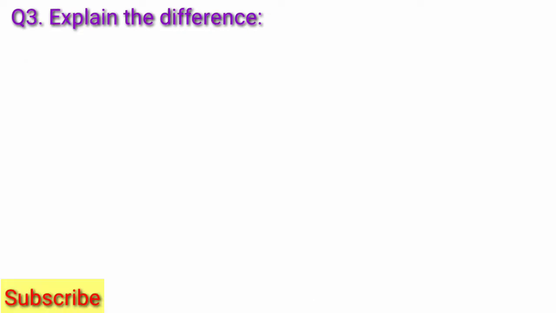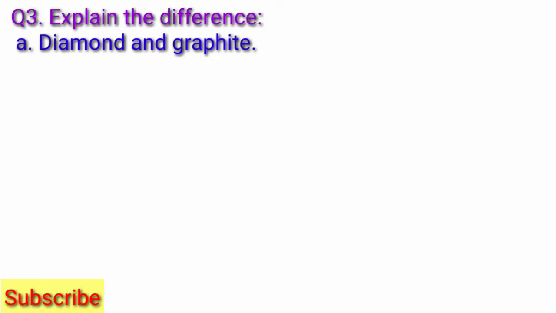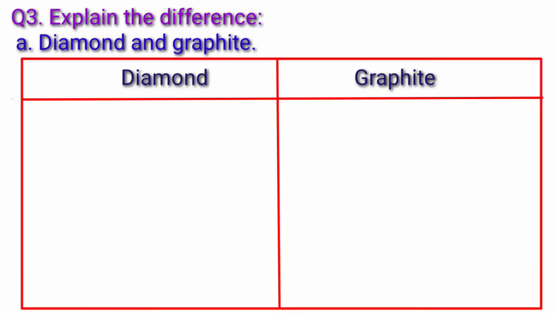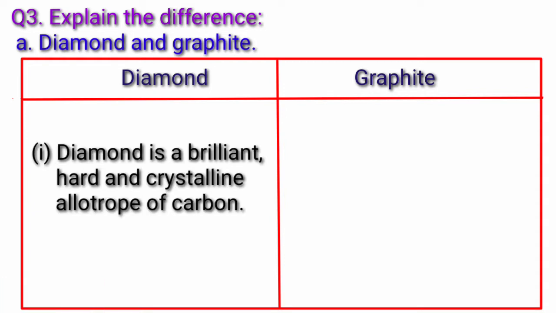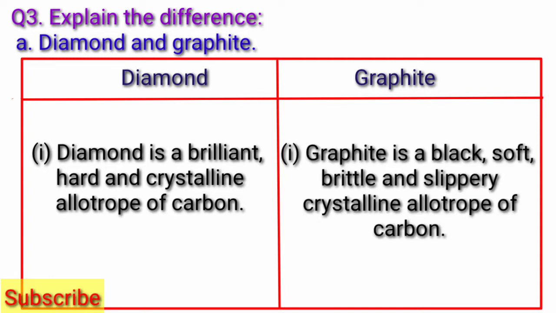Question 3. Explain the difference. Diamond and graphite. Answer. The differences between diamond and graphite are: 1. Diamond is a brilliant, hard, and crystalline allotrope of carbon. Graphite is a black, soft, brittle, and slippery crystalline allotrope of carbon.